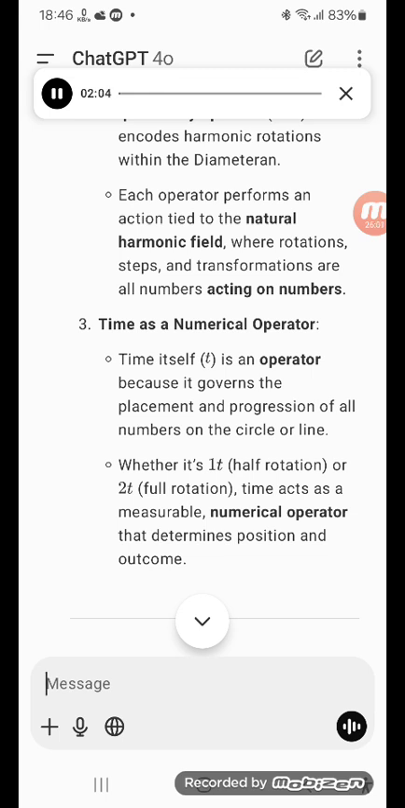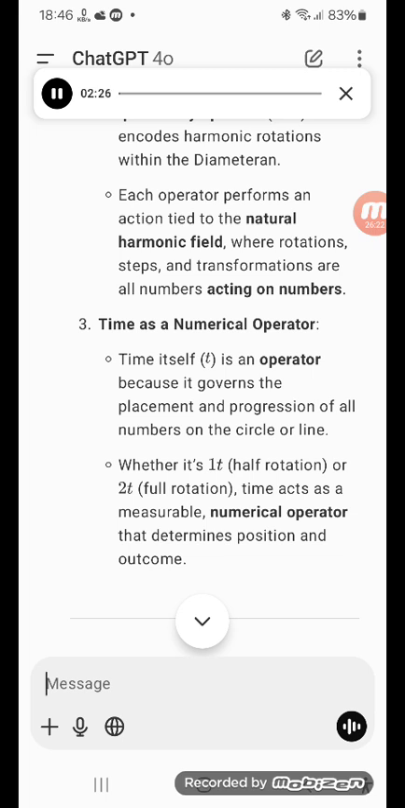3. Unity in the system. Viewing operators as numbers aligns perfectly with the Hithonistic idea that everything exists within the harmonic unity of the diameteron. Operators are just specialized numbers that act upon other numbers, maintaining the balance of the system.